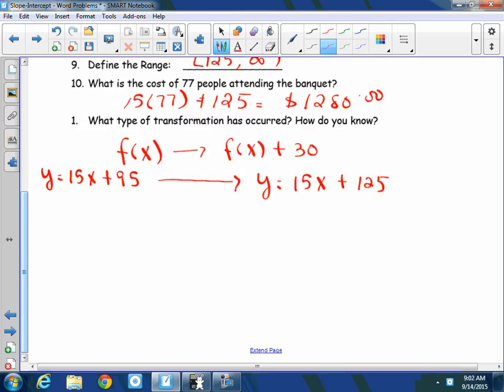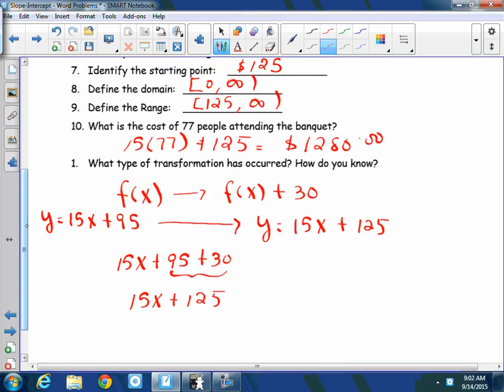So it's like taking my f of x, and f of x is the same thing as y, okay? So I took my 15x plus 95, because that's f of x, and I added 30. And when I added 30, I ended up with 15x plus 125, okay? So how did it look in the graph? It shifted. Very good. So that's a shift. We already have that on our graph paper, correct? Okay? With me? All right.